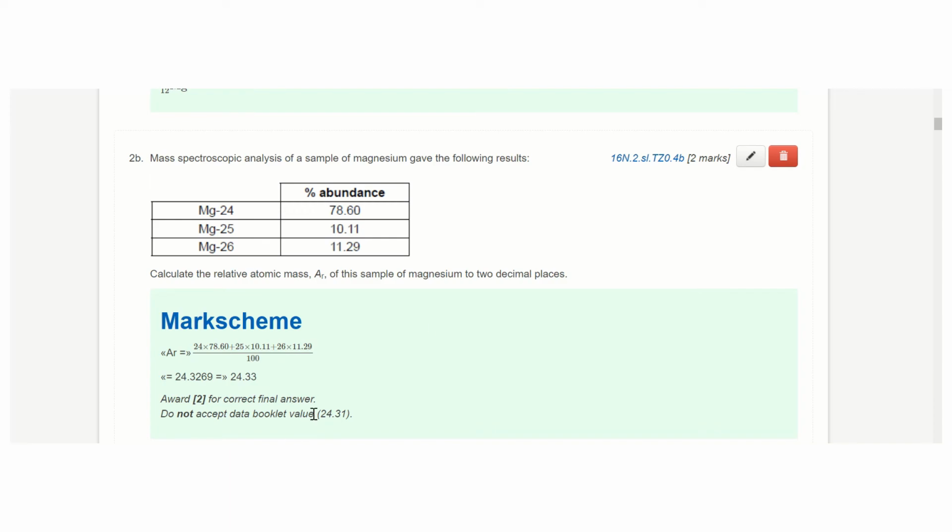Now if you just go to the periodic table and just give them an answer, the IB examiner won't accept this. So be very careful when you're laying out your working out and giving the answer to the correct decimal places or significant figures, depending on what the question is asking you for.